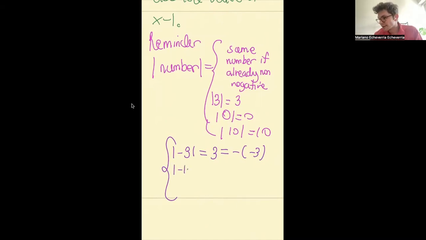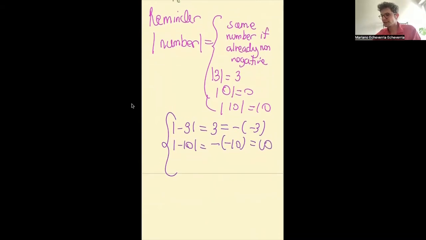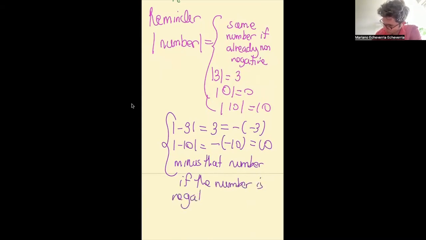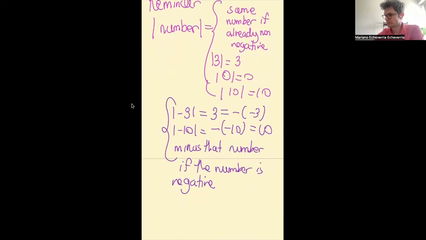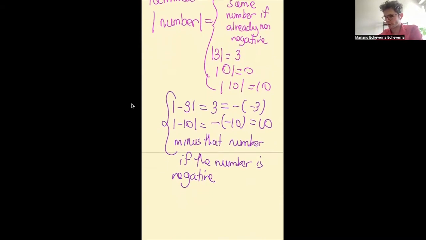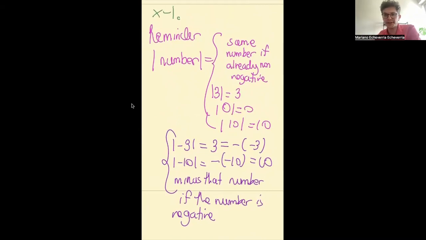Or the absolute value of negative 10 is minus minus 10, so that the minus is canceled, so you get 10. So what I'm trying to say is that the absolute value of the number is minus the number, if the number is negative. Is that making sense? Questions about this so far? Let me just give you a second to copy this.